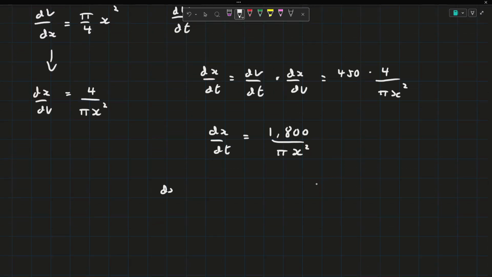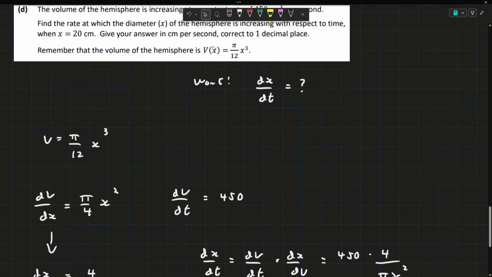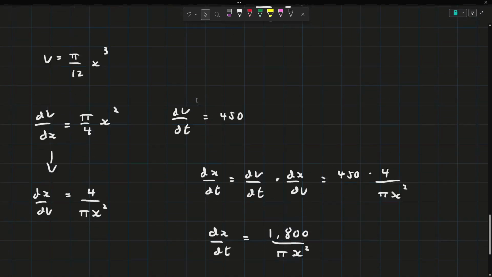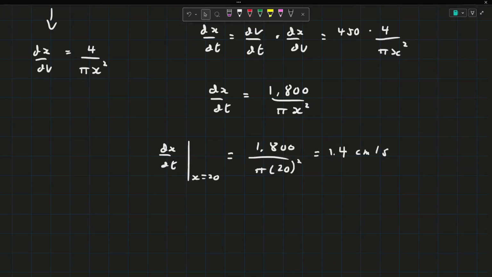So we can say what we want is dx/dt at x equals 20, and that's going to be equal to 1,800 over pi times 20 squared, which is equal to, when you do it to 1 decimal place, which I believe is what they ask for, yep, you will get 1.4 centimeters per second. Again, they're not too picky about units, but it's a good idea to include them just in case.